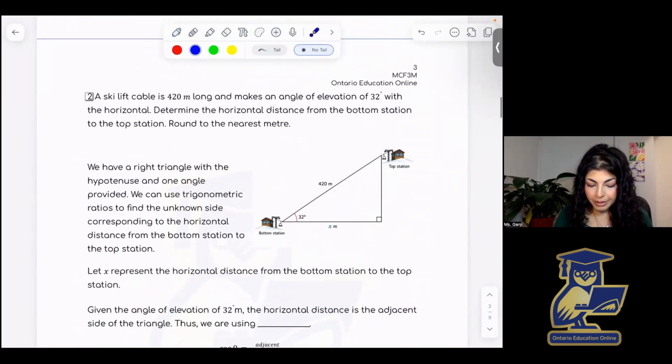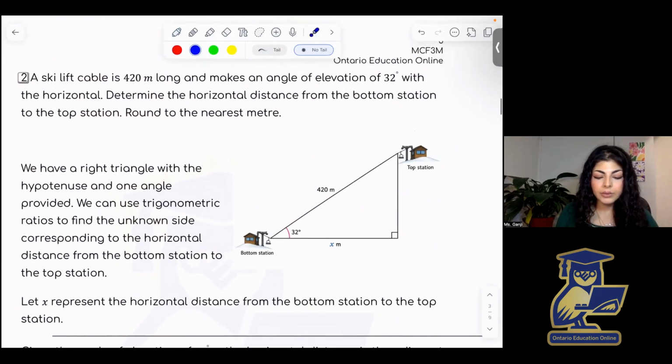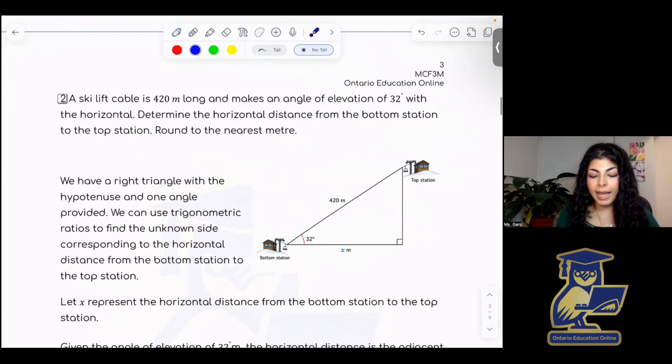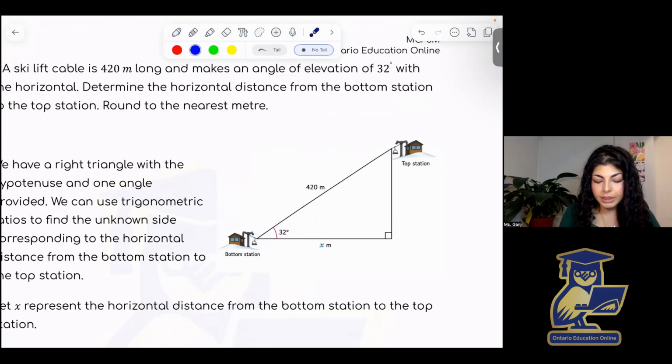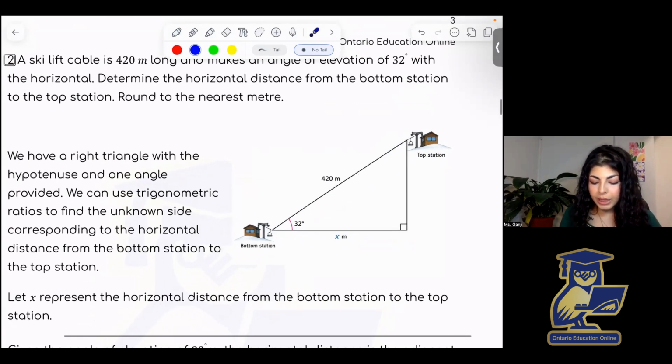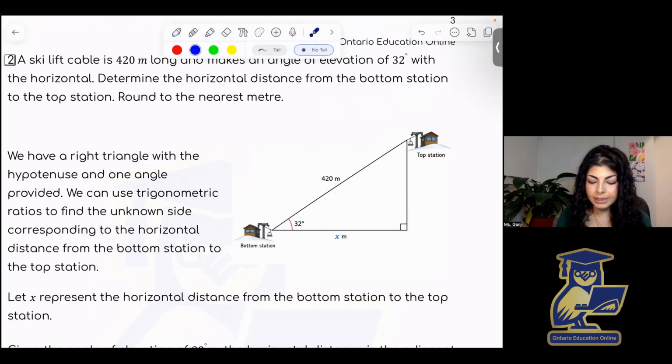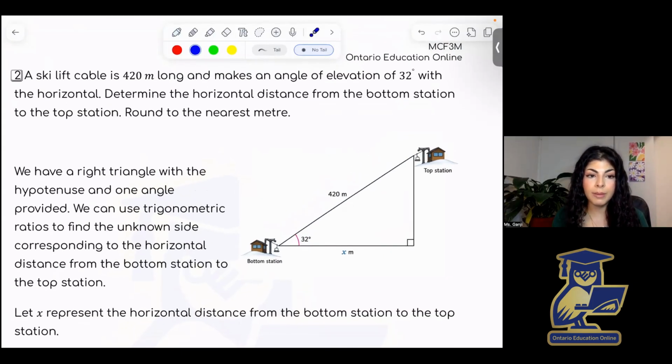Now, next problem here. A ski lift cable is 420 meters long and makes an angle of elevation of 32 degrees with the horizontal. Determine the horizontal distance from the bottom station to the top station, and we are told to round to the nearest meter. So consider this is the bottom station of the ski lift, this is the top station, and of course this is the horizontal distance between these two stations. And we are told that the angle of elevation, remember, moving upward here, is 32 degrees, and that this hypotenuse here, which is the ski lift cable, is 420 meters.